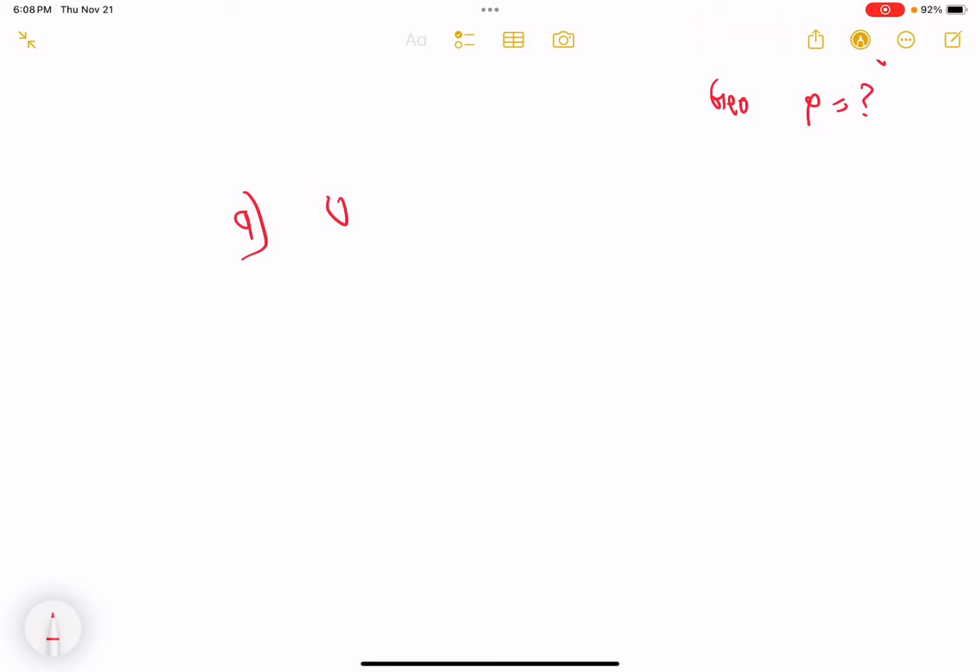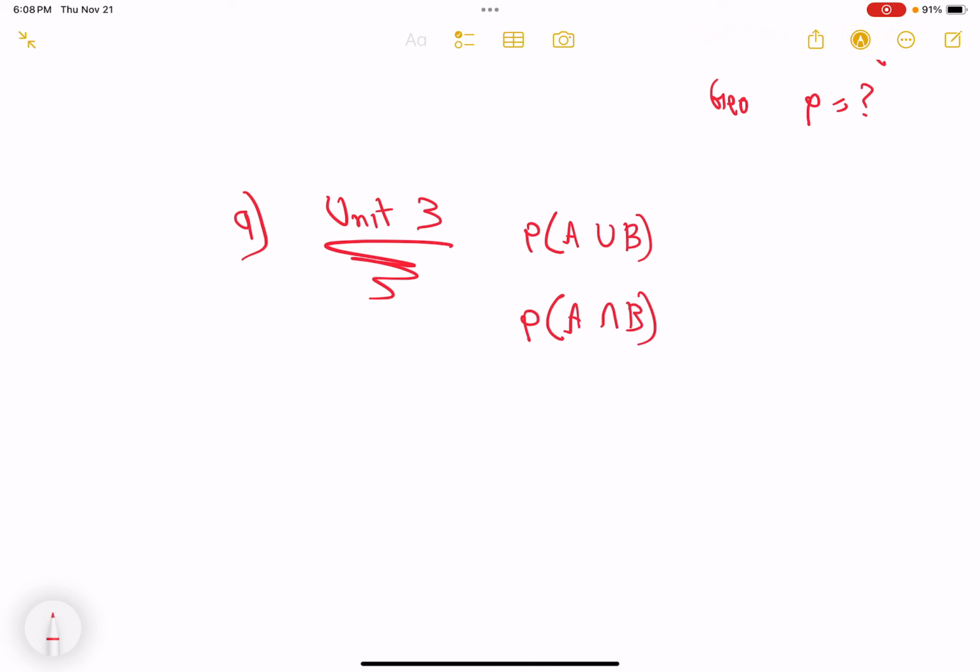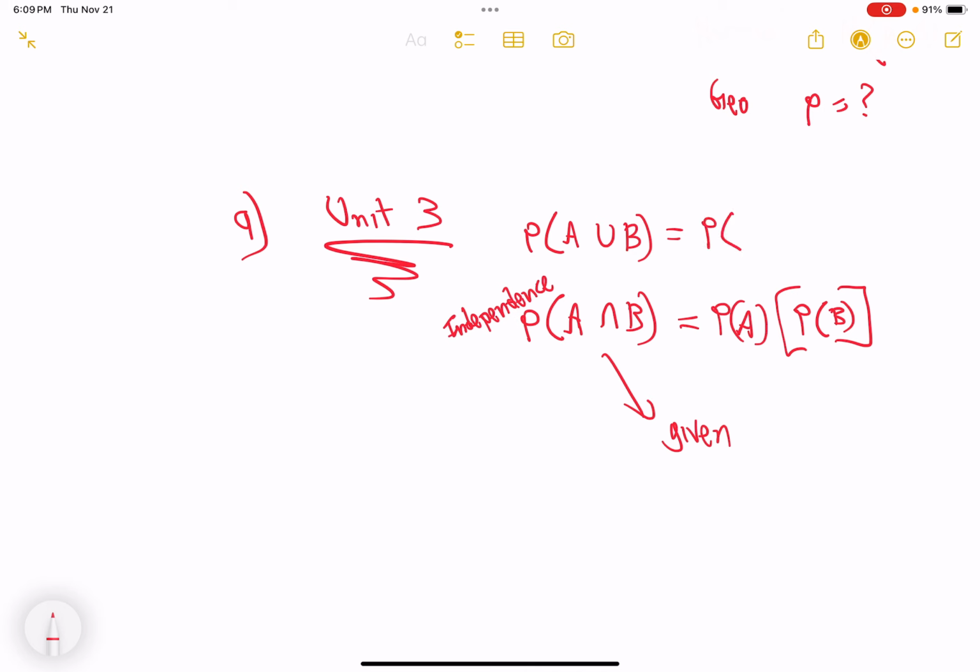This is a pushback. This is for Unit 3 stuff. Know your probability of A union B rule. Know your probability of A and B rule. Okay, specifically in relevance to independence. So know that when A and B are independent, the probability of A and B is just equal to probability of A times probability of B. But if it's not independent, then it has to be given to you. Remember that probability of A union B is equal to probability of A plus probability of B minus the probability of A intersection B.